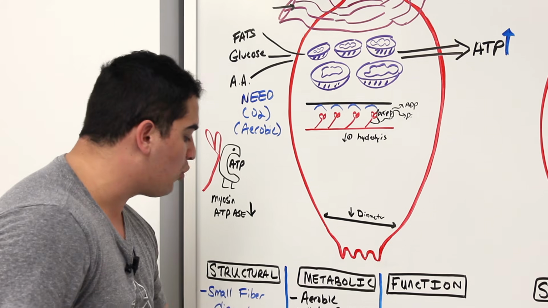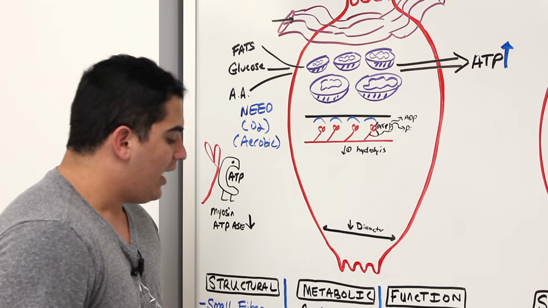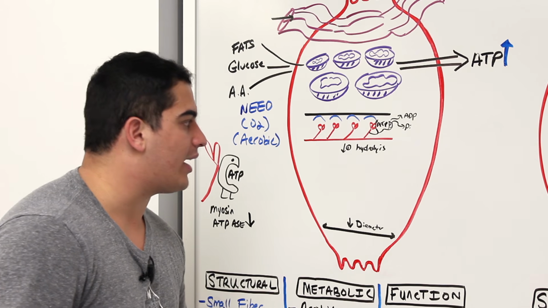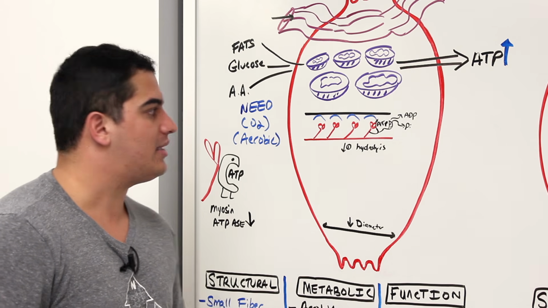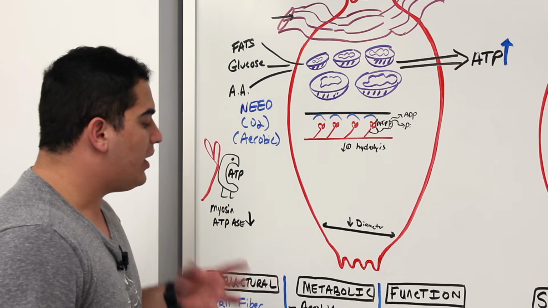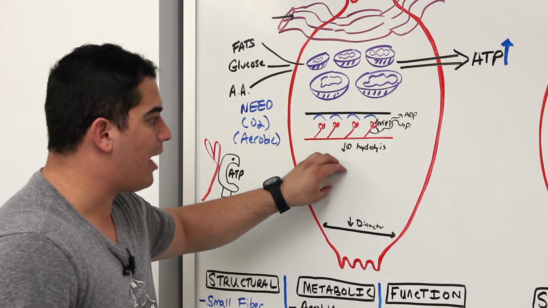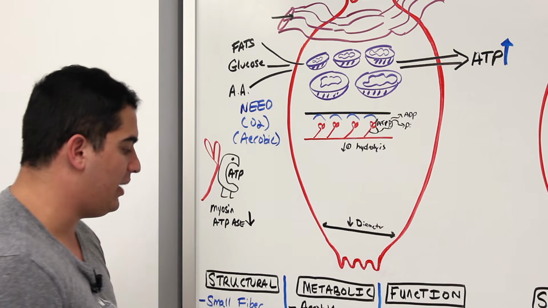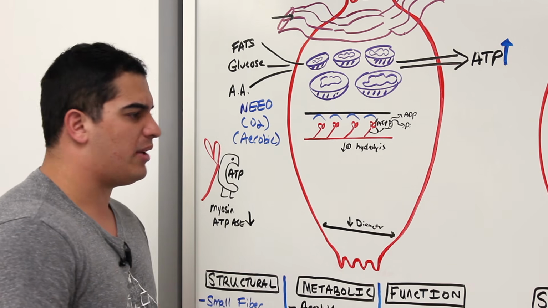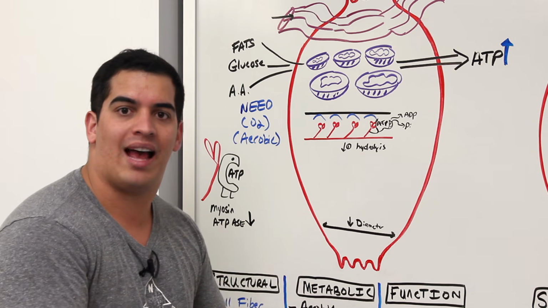Okay, but here's the thing. Because it's fatigue resistant, it actually is not going to be very strong. It doesn't generate a lot of power. And that should make sense because of this decreased myosin ATPase enzyme. So because it's a smaller diameter fiber, and because of this myosin ATPase activity and the slow contractile speed, it's not going to be able to generate a decent amount of power to move a heavy load.